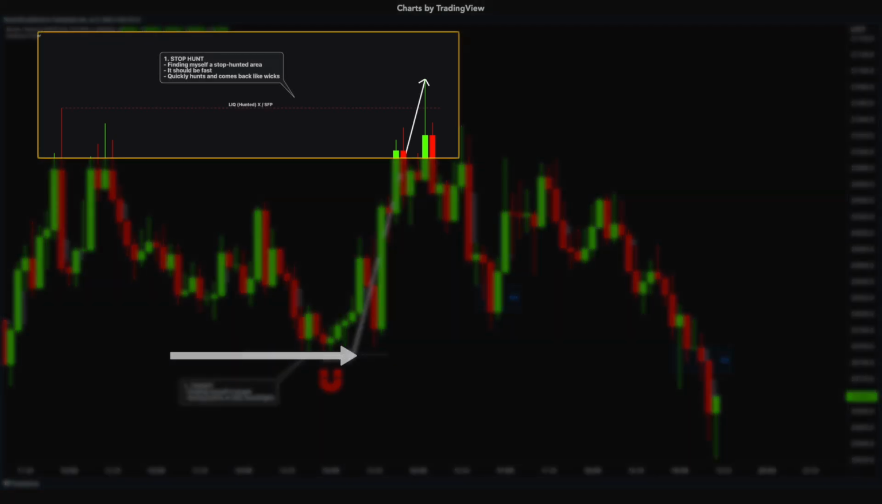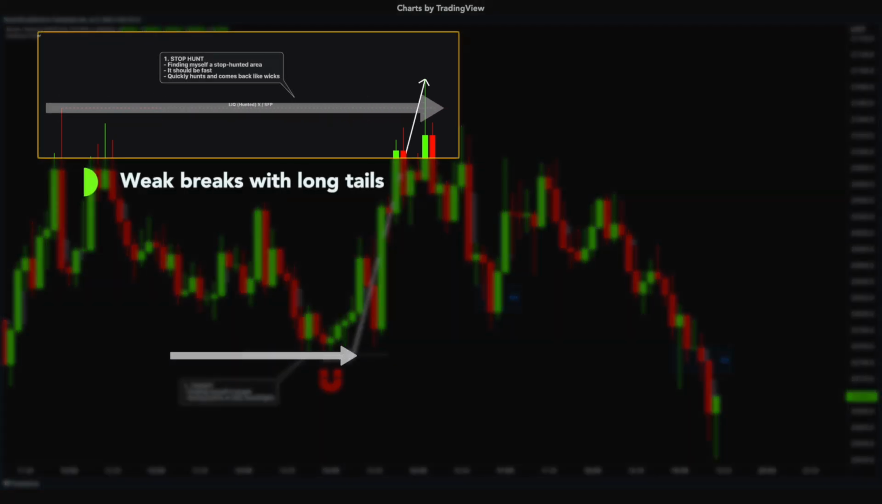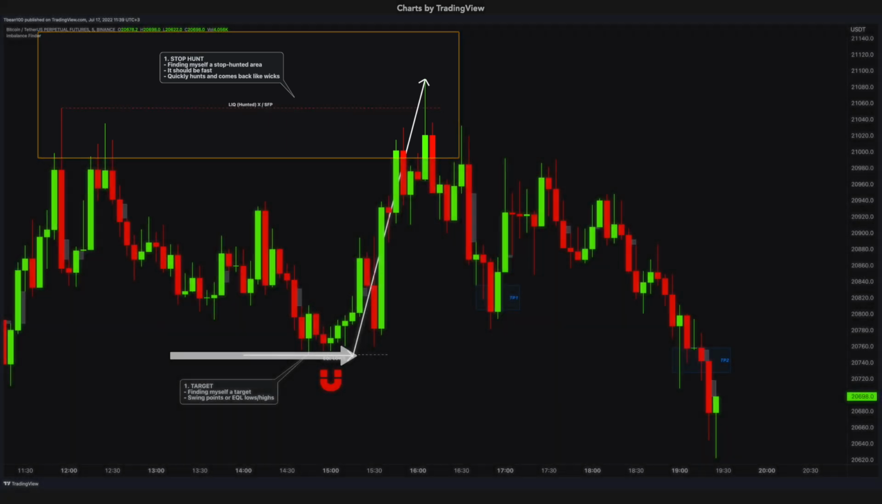Step 2. Confirm a stop loss hunt. What does it mean? It's simply a weak break. That's it. When I see weak breaks with long tails, I generally consider them as stop loss hunts.